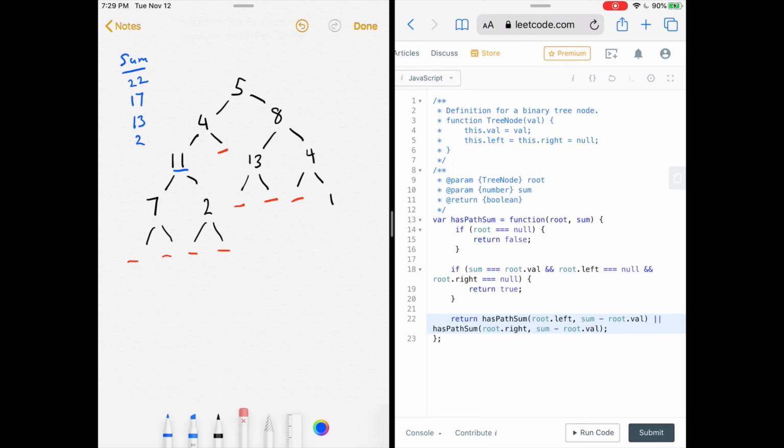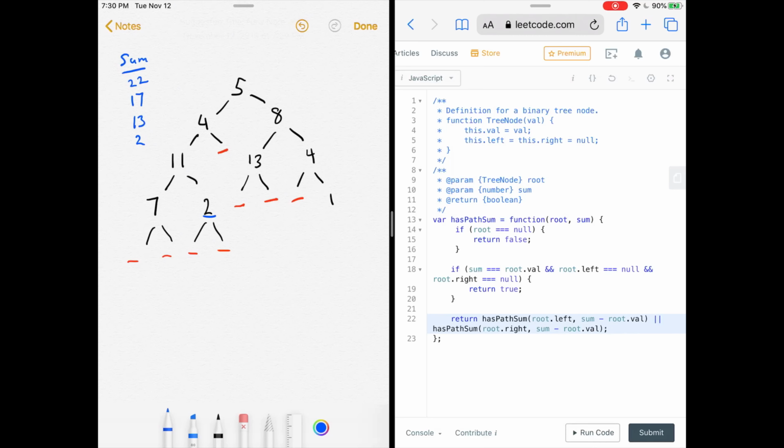The right side of 11 is the number 2. So the second half of line 22 asks, does the value of the node we're on equal the total remaining? Yes, it does. But also, does this node have no children? It does not have children. So we've satisfied both cases, so we'll return true. We do have a valid path that totals 22.